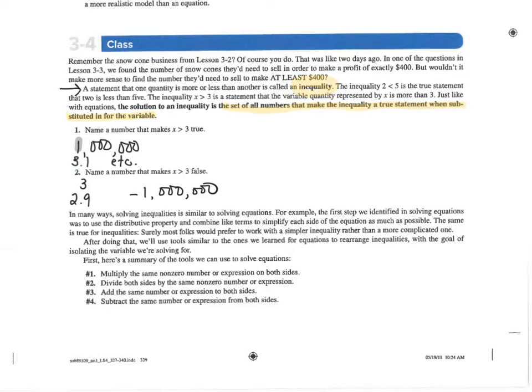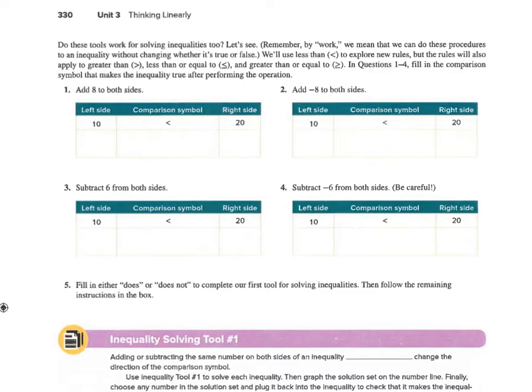Now, in general, I like to move the variable to where it's on the left-hand side of the inequality. And I'm going to ask that you pause this video and review the tools that we had talked about in the earlier section. Do these tools work for solving inequalities too? Let's see. Remember, by work we mean that we can do these procedures to an inequality without changing whether it's true or false. We'll use less than to explore new rules, but the rules will also apply to greater than, less than or equal to, and greater than or equal to.